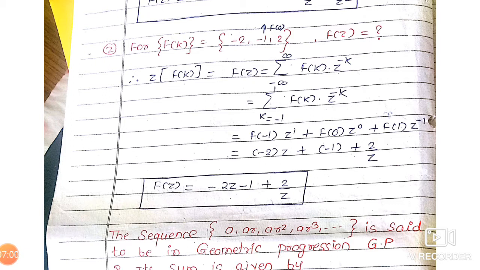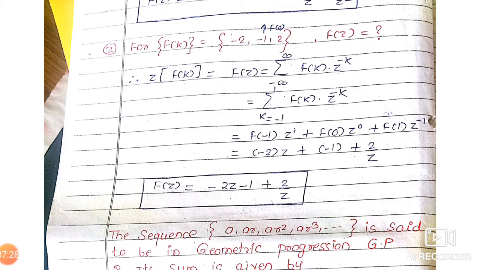So Z of f of k is equal to f of z, and f of z is nothing but the summation from minus infinity to plus infinity of f of k z raised to minus k. Now substitute the values of k for the given sequence. There are only 3 numbers, so k is taking values from minus 1 to plus 1, f of k z raised to minus k.